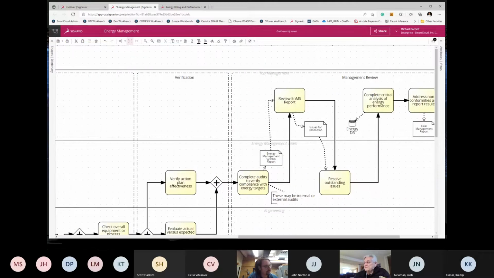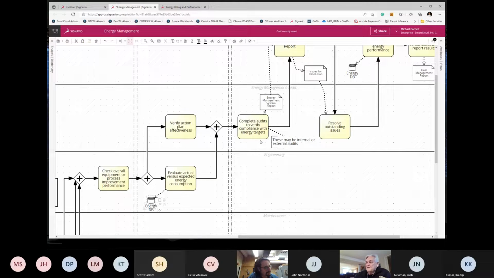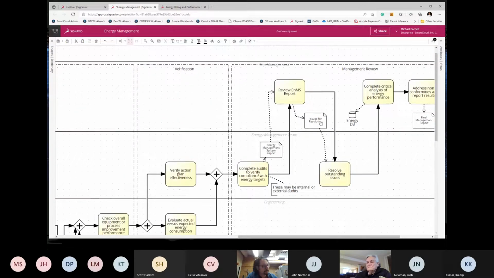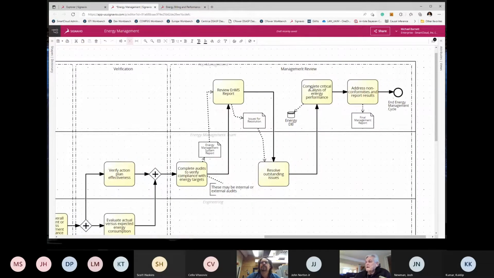What's our stage? Management review. So the energy management team completes an audit. There's an energy management system report. It gets passed up to senior management, who reviews the report and issues any resolutions, or issues that need to be resolved. Those get resolved by the energy management team, and then this flow of execution passes it back to management review, who does a critical analysis, addresses any issues or nonconformities in the report, and produces a final report. This is a document object, and then that ends the energy management cycle.